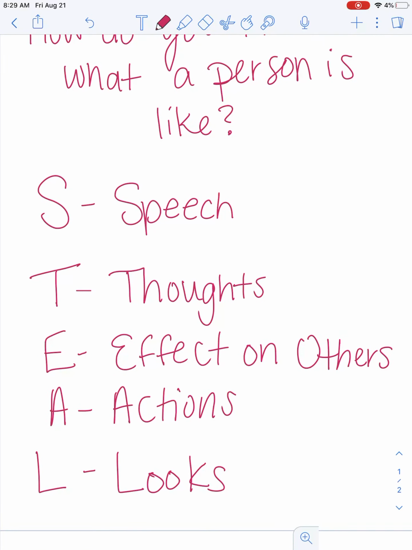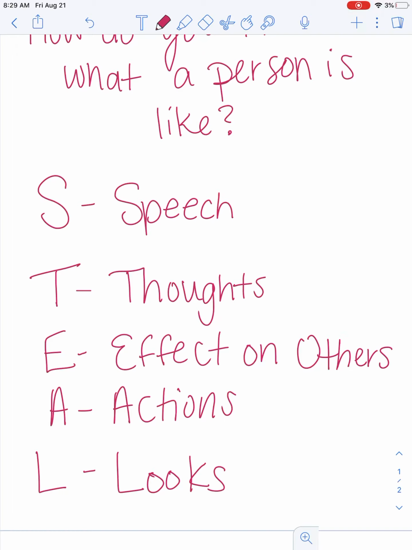You're going to look at what people say. How people talk says something about them. How characters talk definitely says something about them. What they choose to say when they talk, how they talk, all of those kinds of things tell you something about a person. The next one is thoughts.